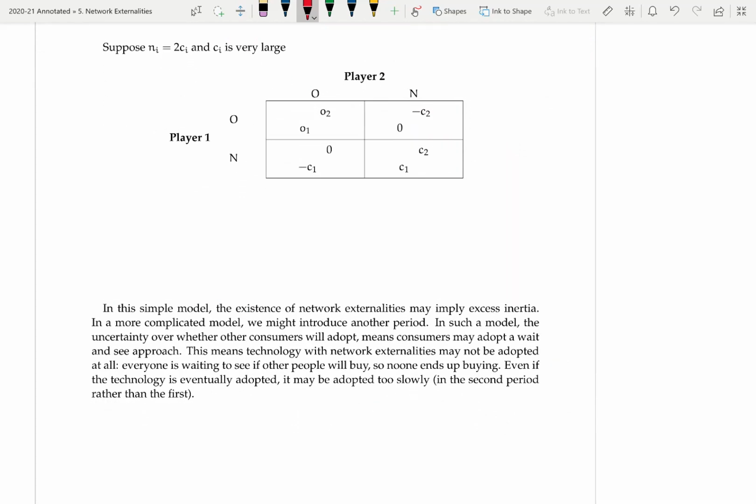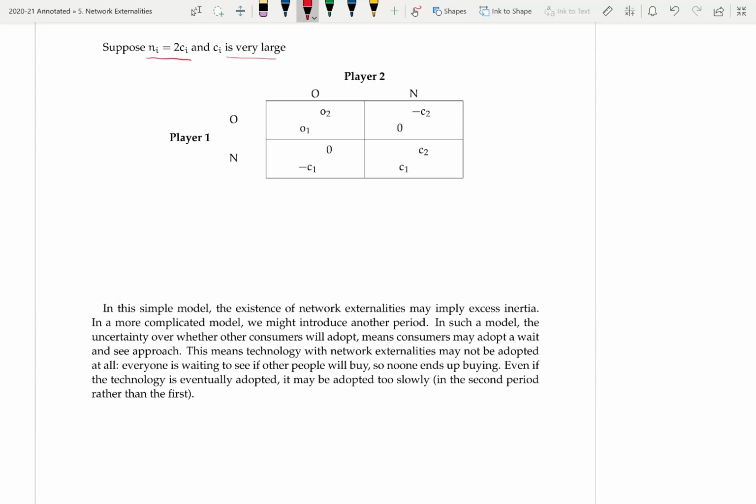So to think about why there might be excess inertia and why players might be more likely to choose to stick with the old technology, let's again look at this game, but assume that the payoffs are such that NI equals 2CI. So the benefit from the new technology is twice the cost. And let's also assume that the cost is very large. Now the game will still have the same equilibria, but let's think about which one is more likely. So let's consider player 1.